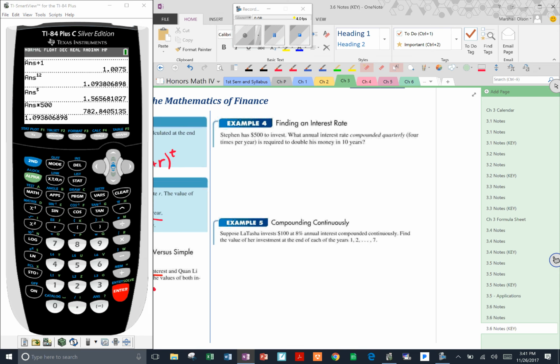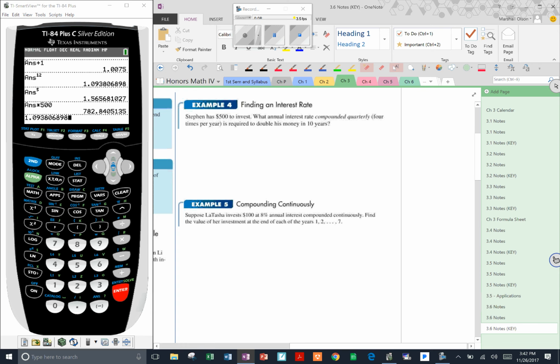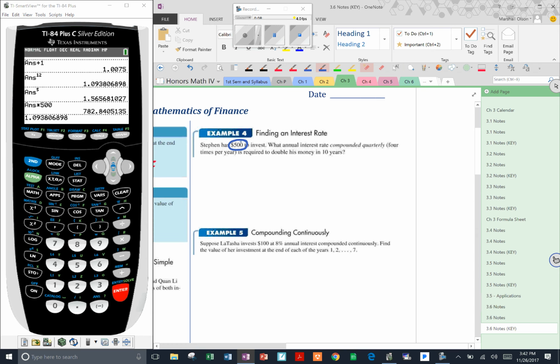All right, example 4 here. I'm going to skip example 4. It's basically like example 2. We're just looking to double the money, so to go from 500 to 1,000. So just as a quick setup here, you'd have 1,000 as your final, 500 to start. We're going to look for the annual interest rate here.